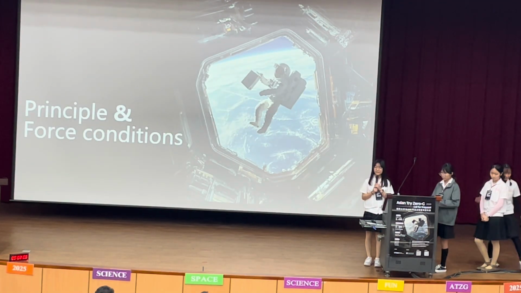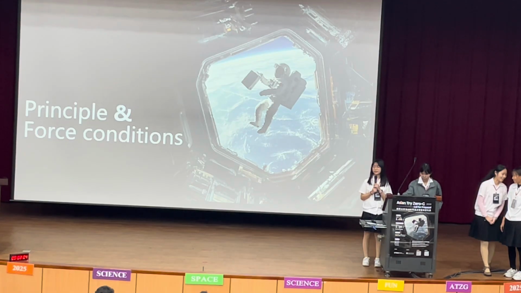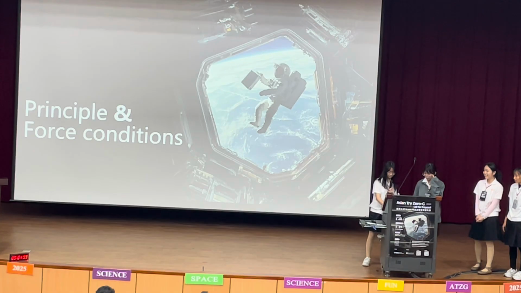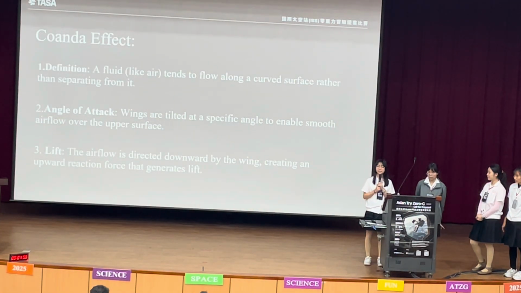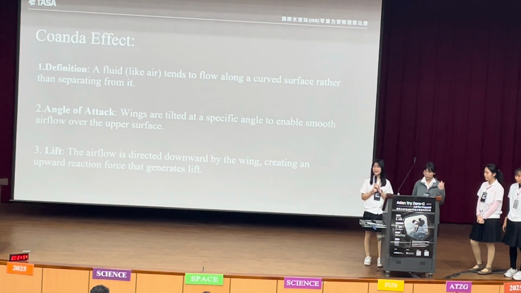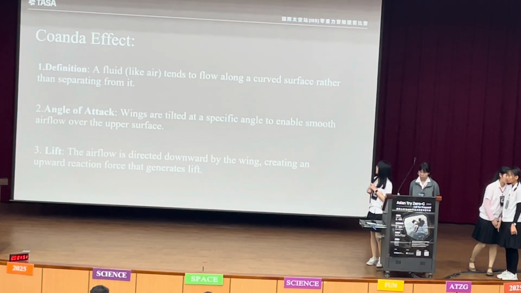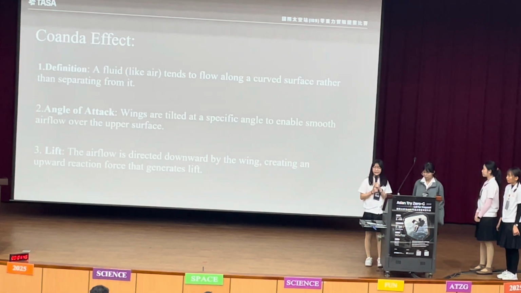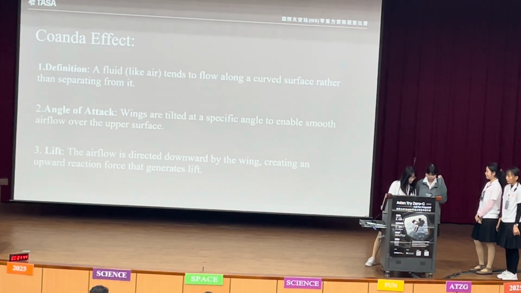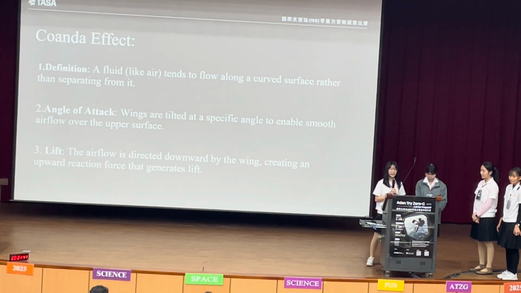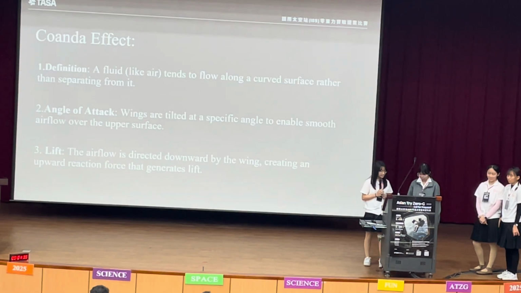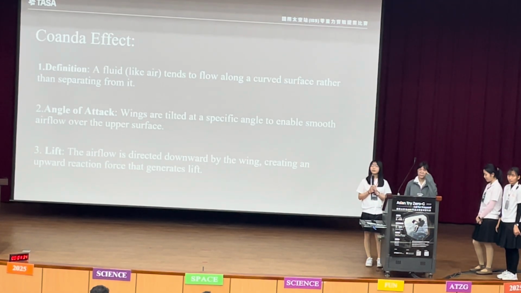A bit about the flight results of the paper airplane, which are closely related to the Coanda effect. Simply put, air tends to follow the curve of the airplane's wings without easily separating. Next, the angle of attack. The airplane's wings are slightly tilted upward. This allows air to flow more smoothly, reducing drag and helping the airplane fly more steadily.